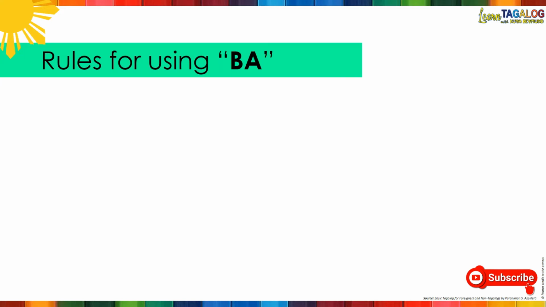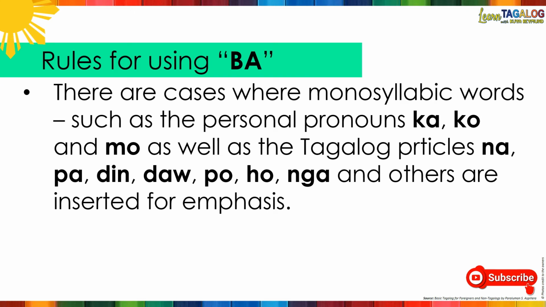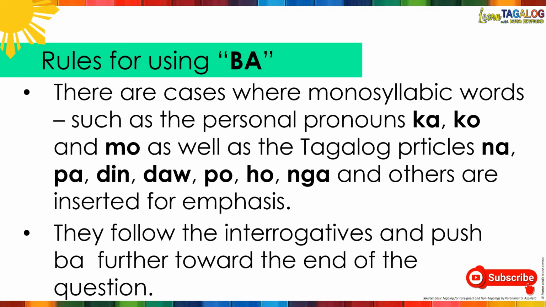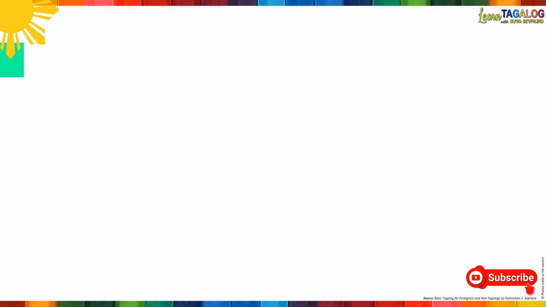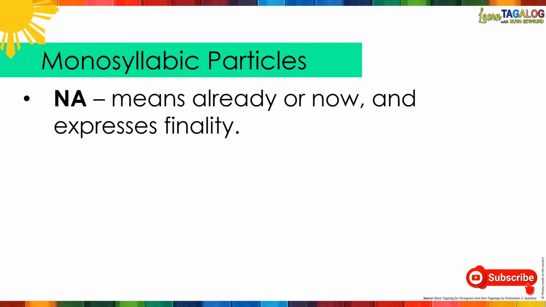Another rule for using ba is that there are cases where monosyllabic words such as the personal pronouns ka, ko, and mo, as well as the Tagalog particles na, pa, din, daw, po, ho, and nga, and others are inserted for emphasis. And they follow the interrogatives and push ba further toward the end of the question. We have here an example of our monosyllabic particles and their meanings.